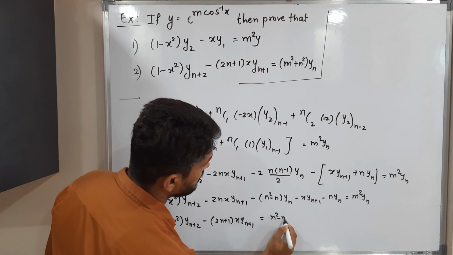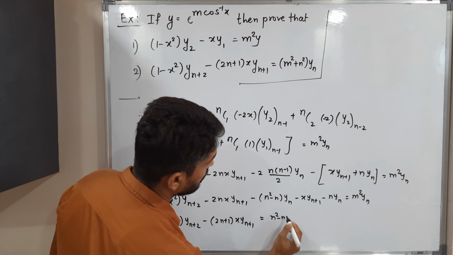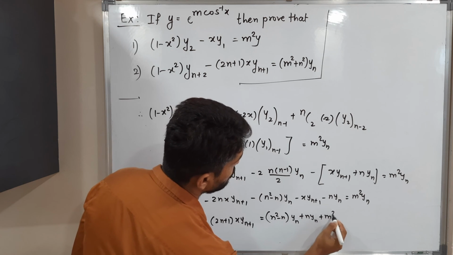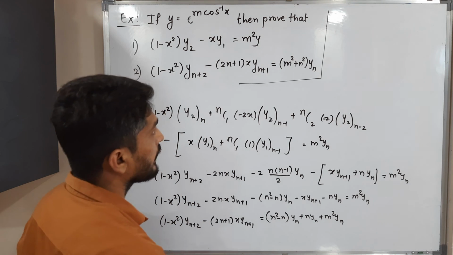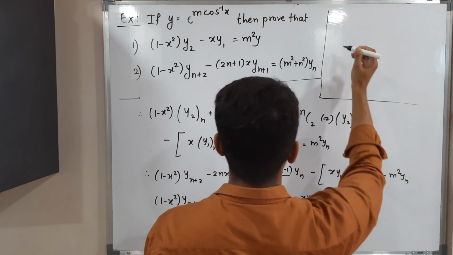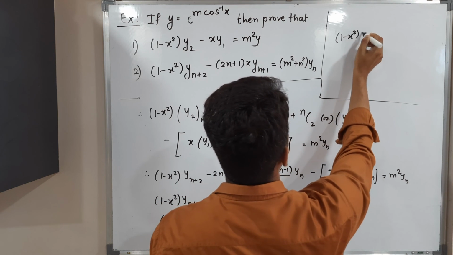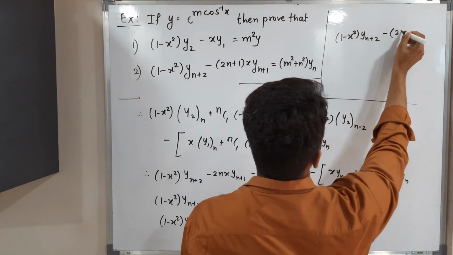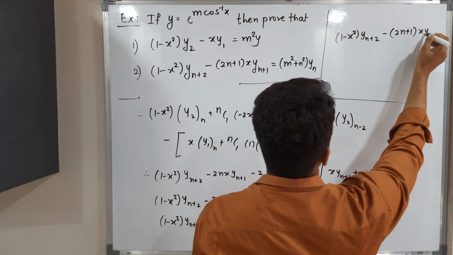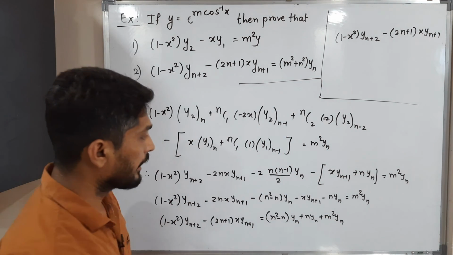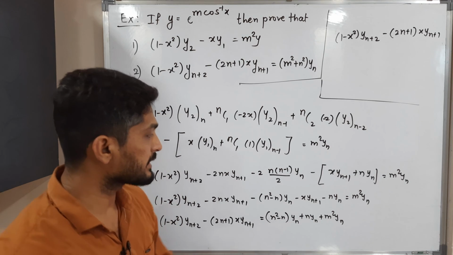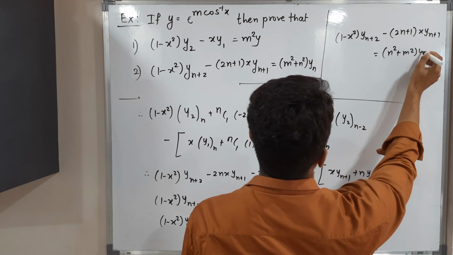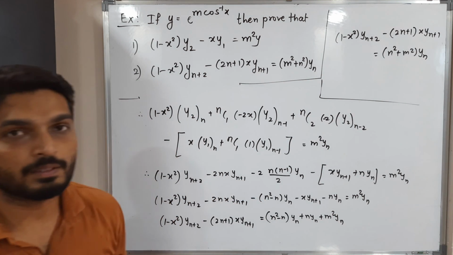So n square minus n, plus n, plus m square y. Okay, I will write it here. So (1 minus x square) y(n+2), minus (2n plus 1) x y(n+1), okay. And see, if you take y in common, so minus n plus n will get cancelled and you will have is equal to (n square plus m square) y. I think this is the required answer. Yes, in this way we proved this part.